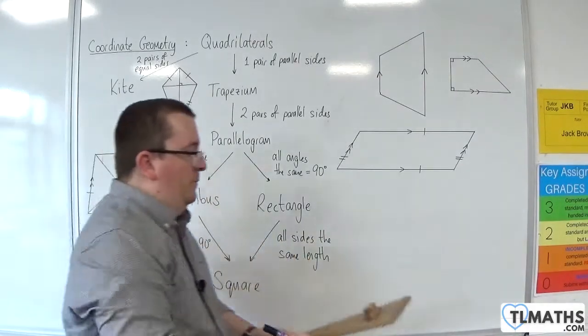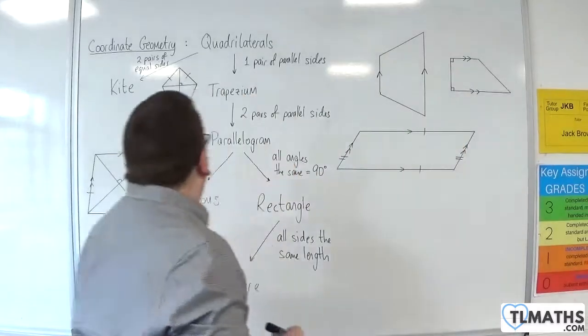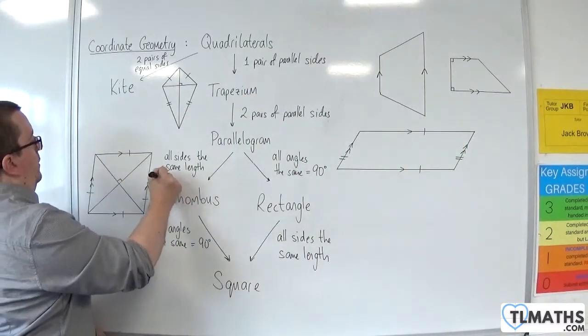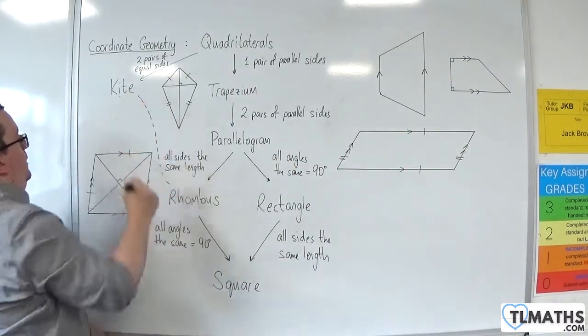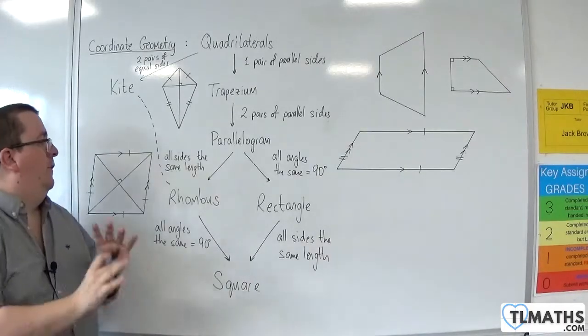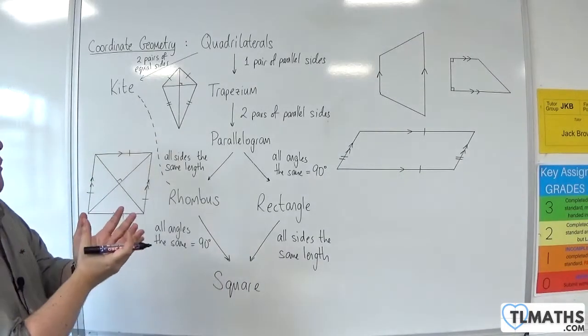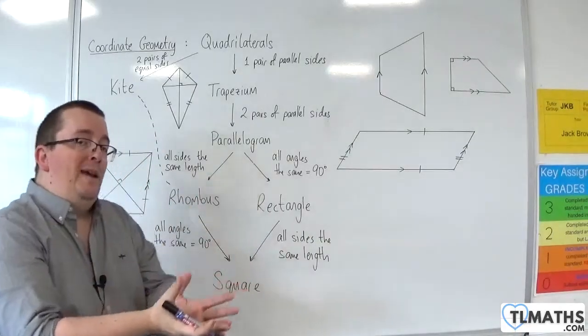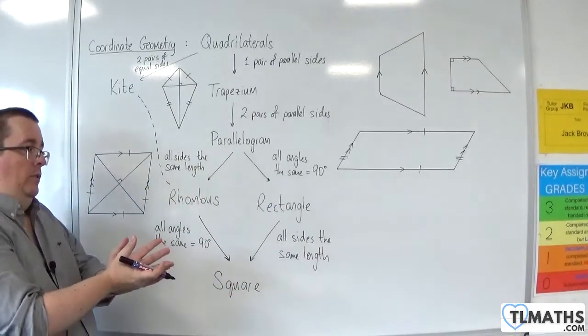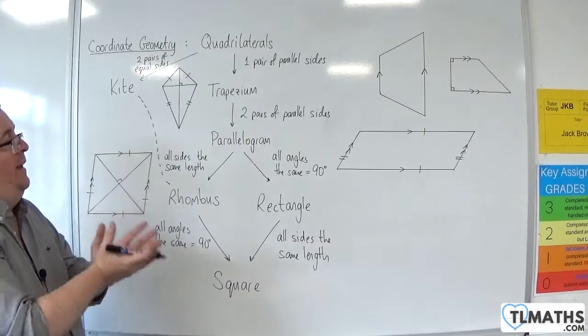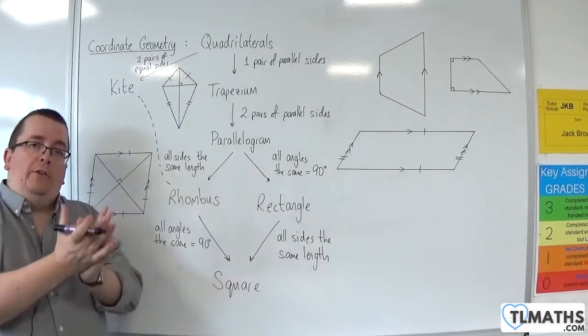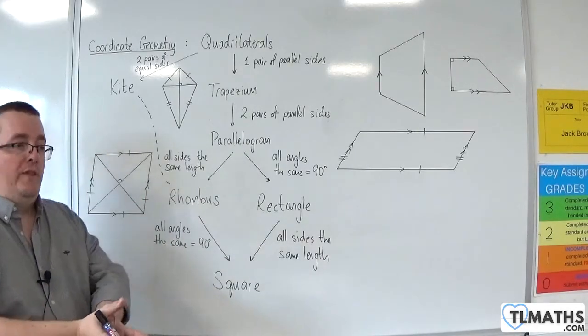Okay, so the kite and the rhombus have the similar property of their diagonals meeting at right angles. Okay, and that is particularly useful to know as part of coordinate geometry problems in the exam.